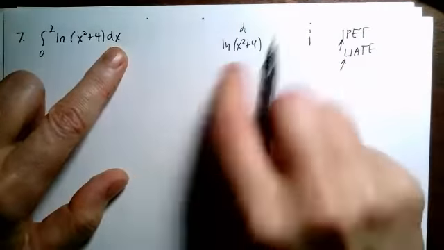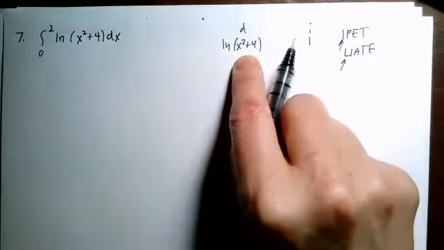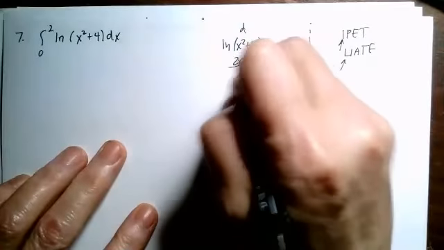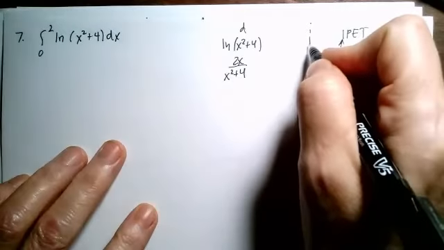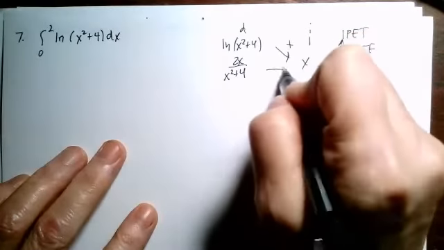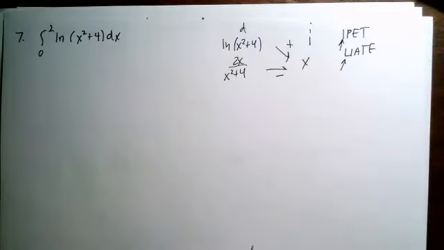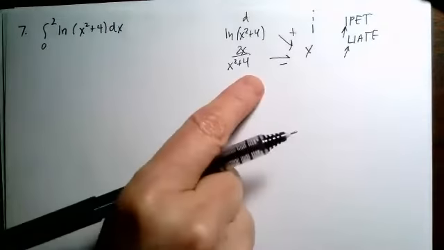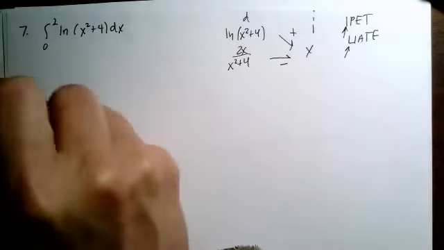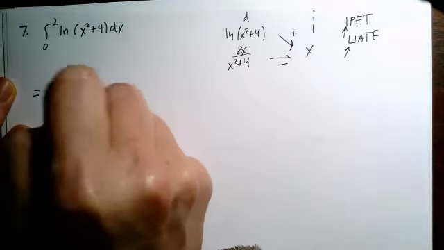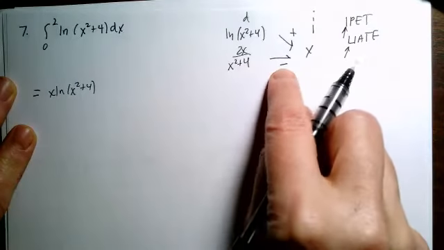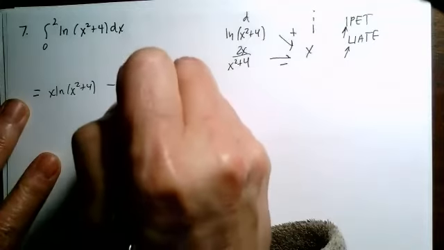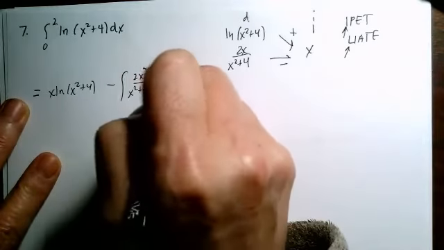Or log, okay? What's the derivative of the log of x squared plus 4? That's going to be 2x over x squared plus 4, correct? And the integral of 1 is x. So I'm going to pretend I don't have limits of integration for the moment. This is going to give us x times the log of x squared plus 4, and then we have to integrate the product with a negative sign in front of it, so we have minus 2x squared over x squared plus 4.